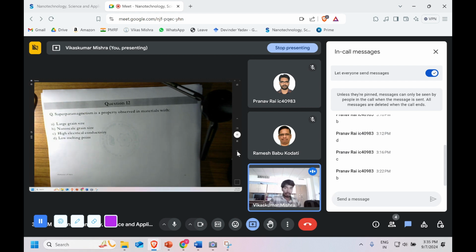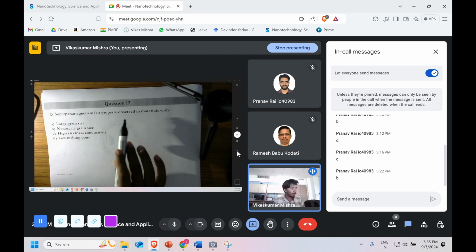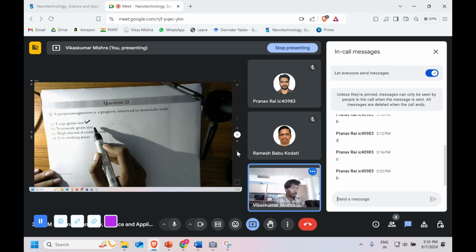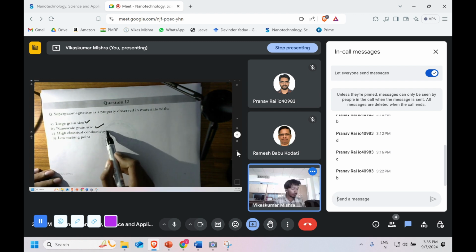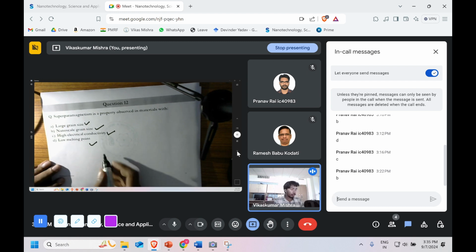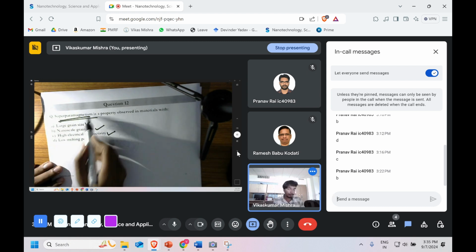Now, superparamagnetism. We have learned this concept in the class. Here, superparamagnetism is a property observed in the material with large grain size, nanoscale grain size, high electrical conductivity, low melting point. So they are talking about the superparamagnetism.